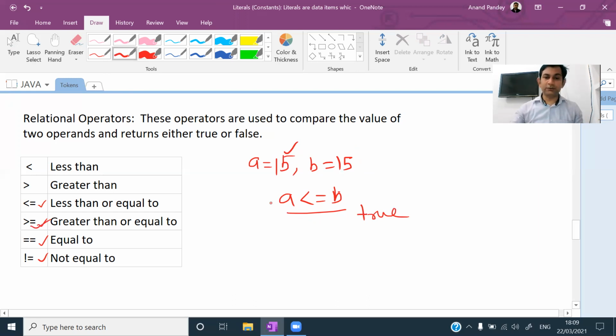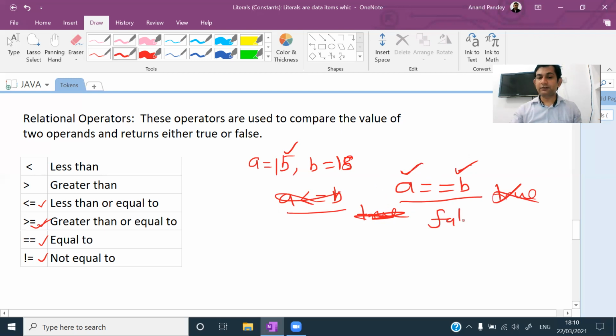Now equal to. Equal to means it will compare whether the values of two operands are equal or not. So for the equal to operator, the result of this expression will be true because the value of a is 15 and b is also 15. And if you are making this b as 18, the result of this same expression will be false.